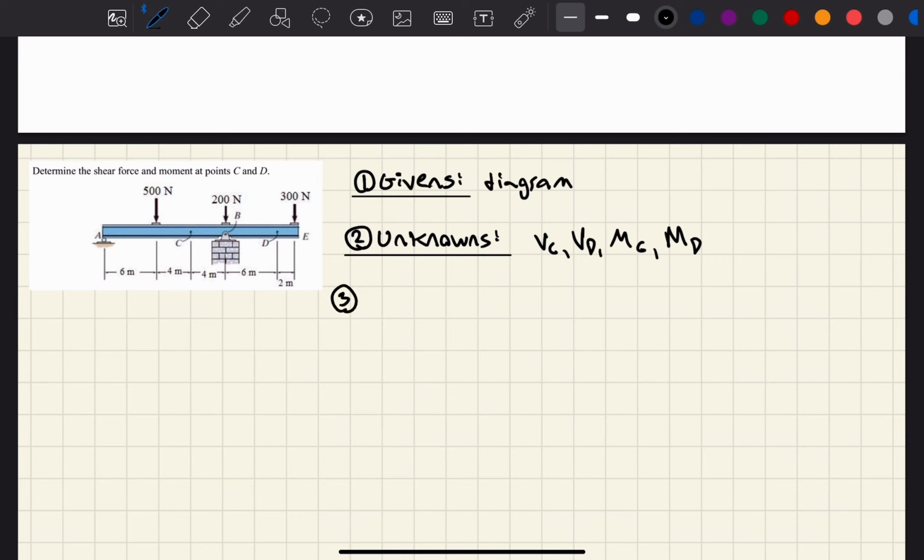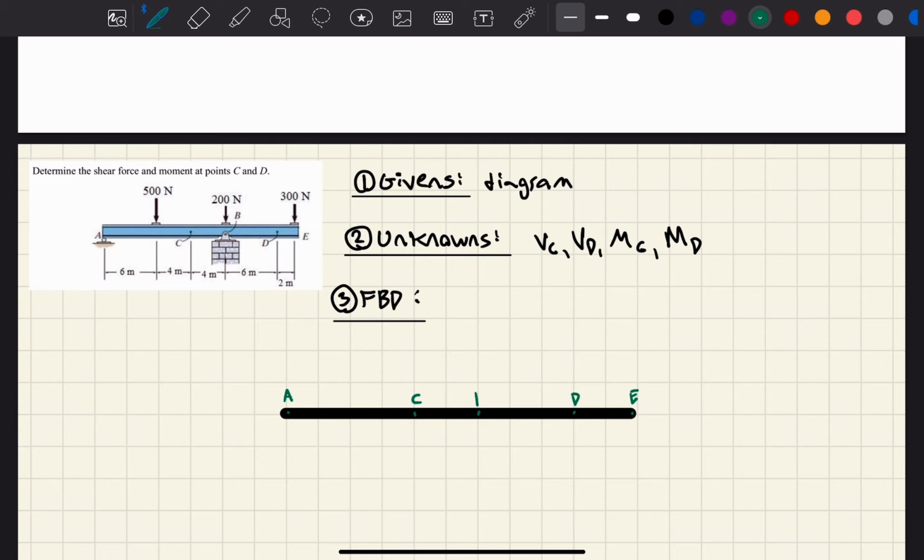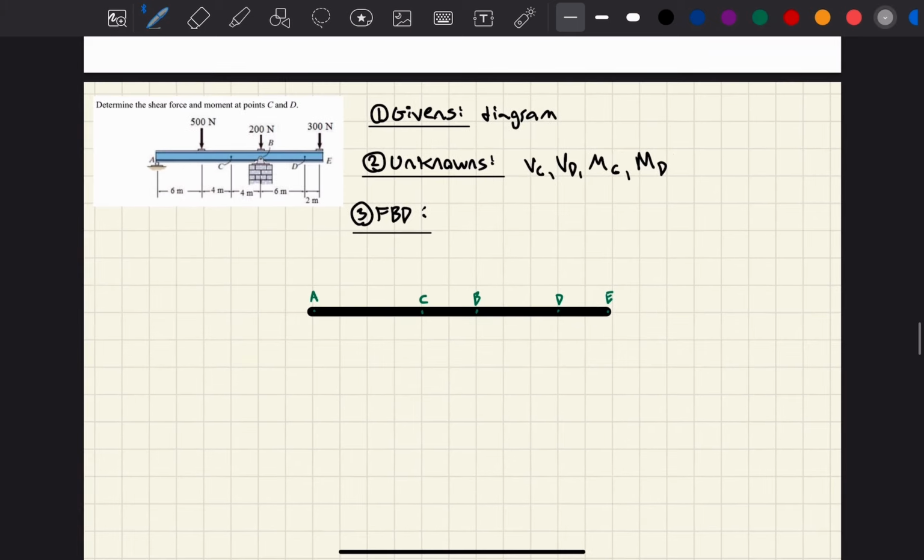We can move on to a free body diagram of the beam. And it kind of looks like this, and even though the diagram's right there, it's good to redraw it yourself just to have that connection mentally. Because if you redraw it, at least it helps me better visualize the problem. We're going to have D right there, and we're going to have B. If we roughly sketch the dimensions as well, this is 2 meters, this is 6 meters, 4 meters, 4 meters, 6 meters as well.